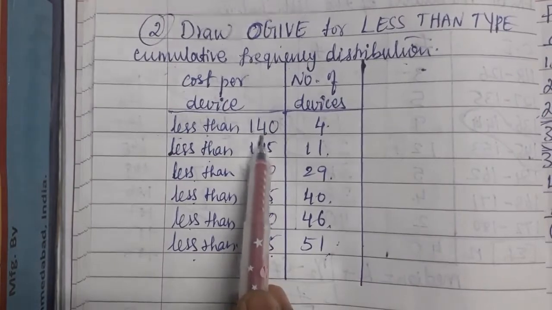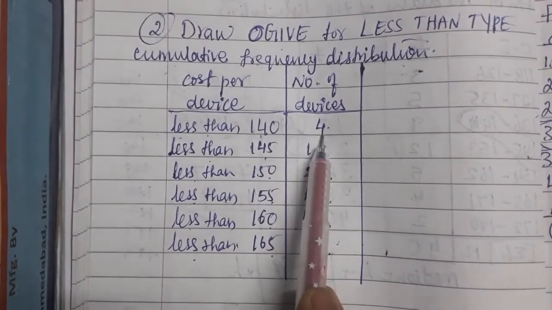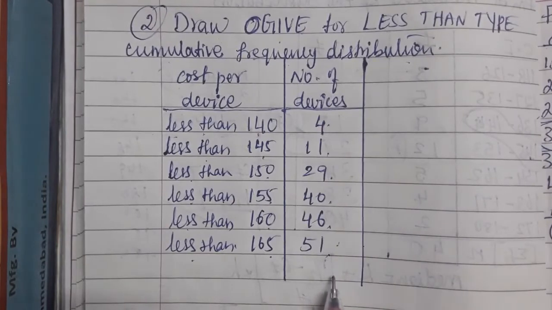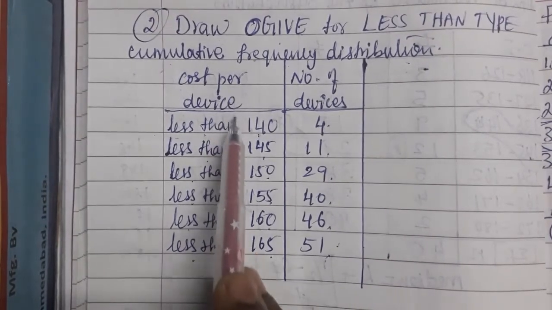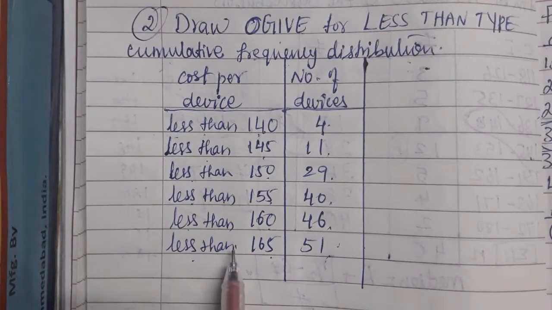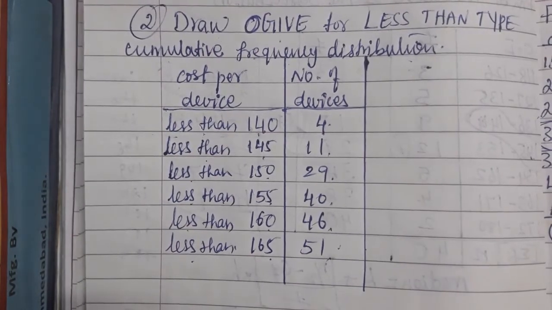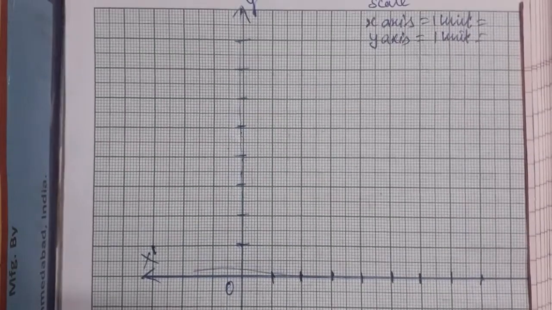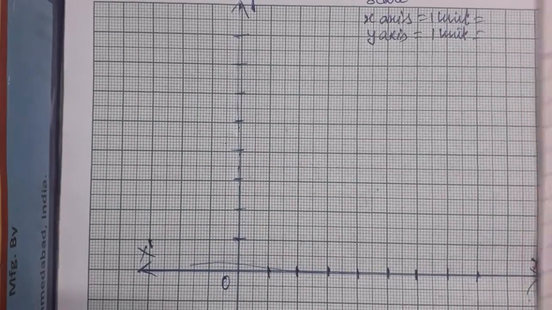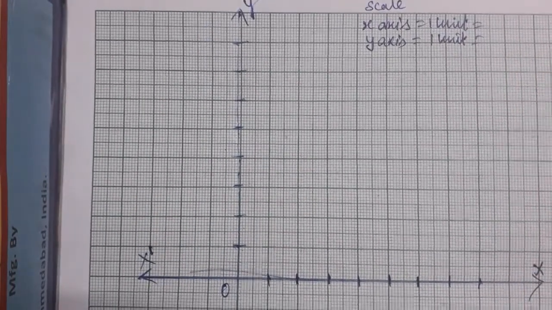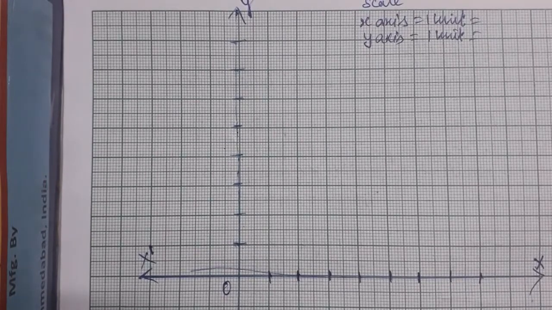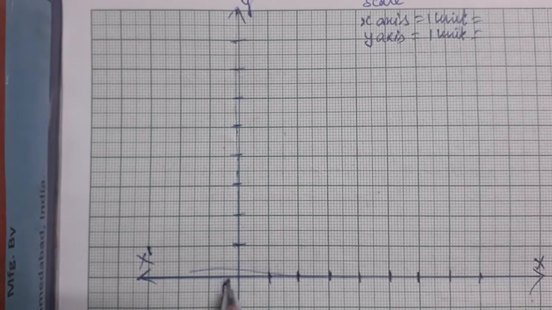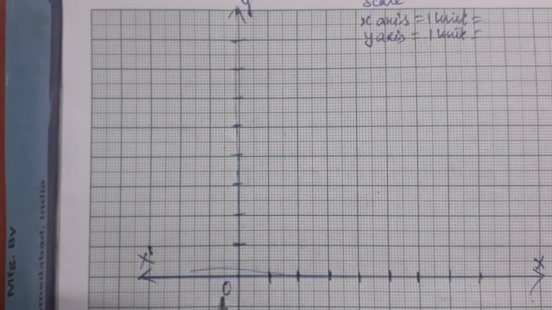For 140 on x-axis, 4 is on y-axis. Usually cumulative frequency is represented on y-axis, and the class interval column is represented on x-axis. So now we have to take a graph. Okay, so now you can see the graph of x-axis and y-axis is ready. This is y-axis, this is x-axis. The point of intersection is called 0.